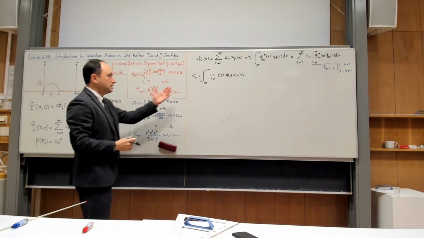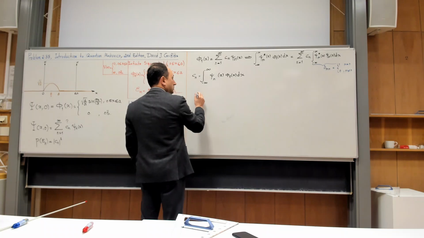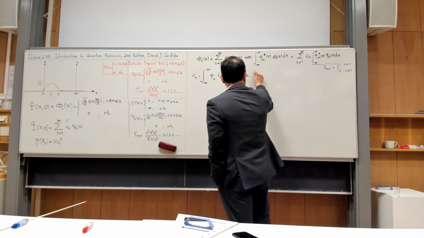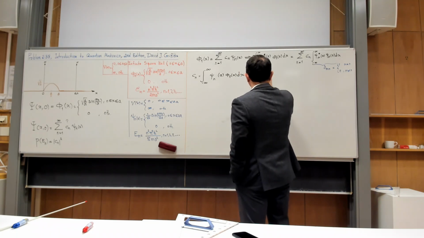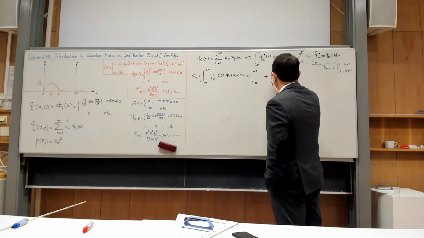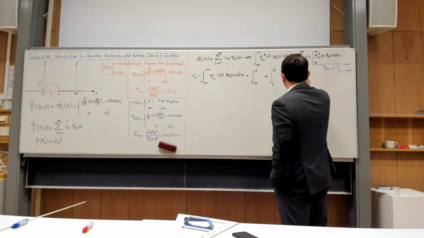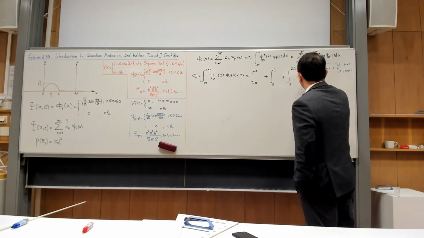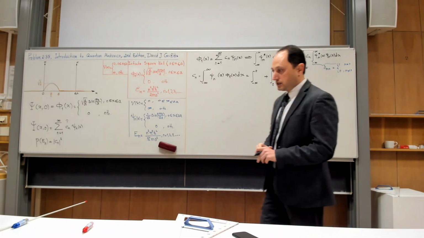So I break this integral into several pieces. Okay, so I write this equals to an integral from minus infinity to 0. Let me just ignore writing the integrands for the time being. And then it goes from 0 to a, and then from a to 2a, and then I finally break it from 2a to infinity. Yes?